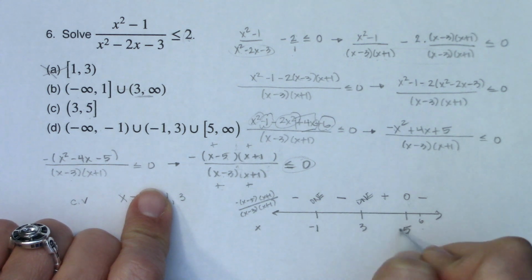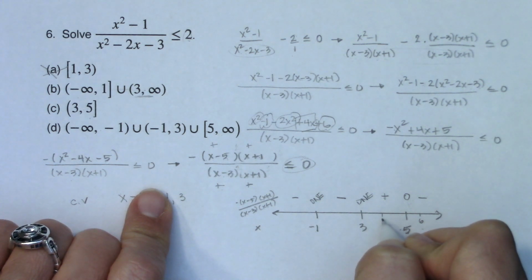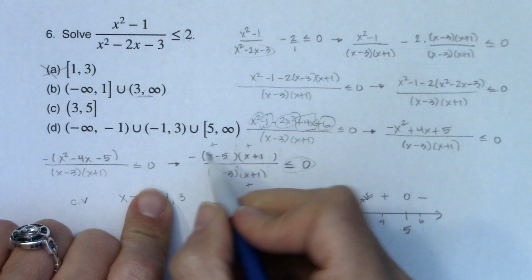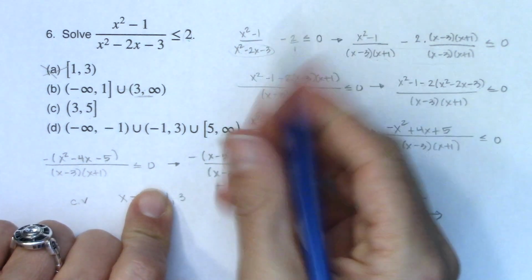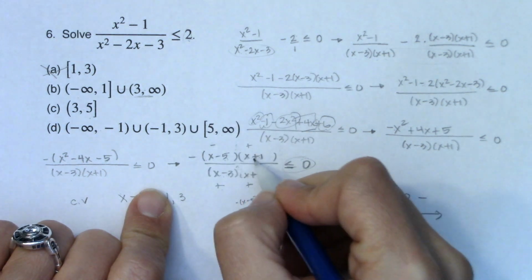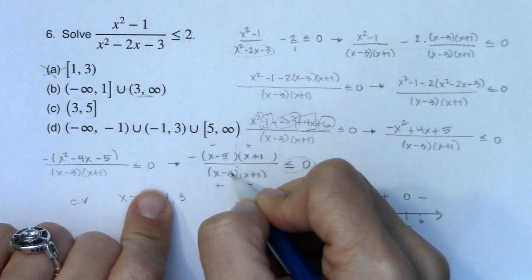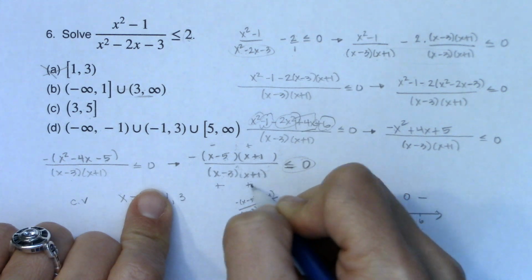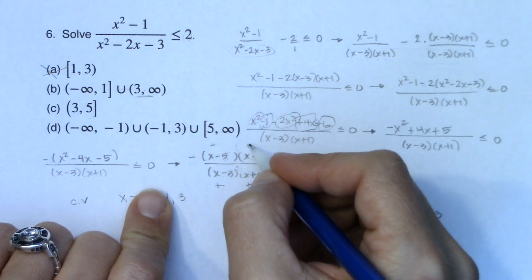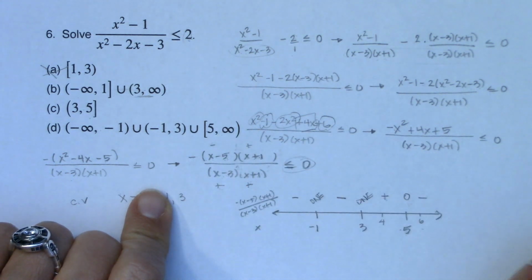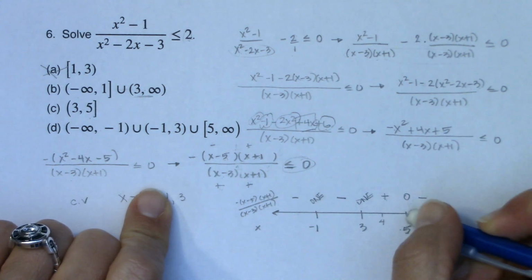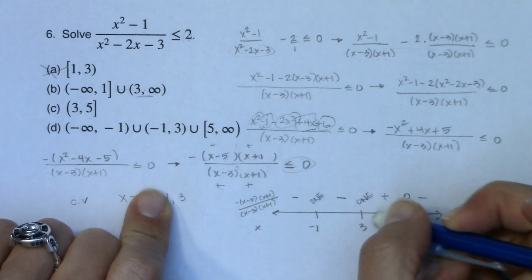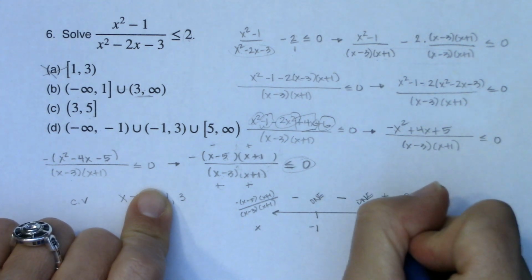All right. A great test point in between 3 and 5 would be something like 4. All right, I've got my lead negative. 4 minus 5 is negative. 4 plus 1 is positive. 4 minus 3 is positive. 4 plus 1 is positive. Negative times a positive, positive, positive is positive. A great test point, and I'm going to erase my little test points because they're not technically part of the number line that I need.